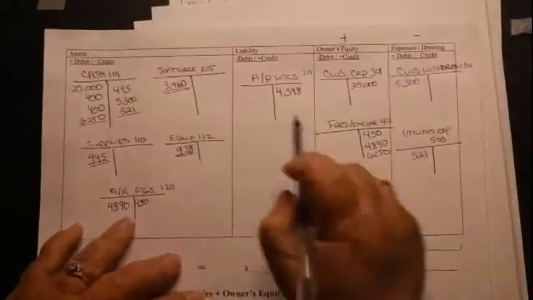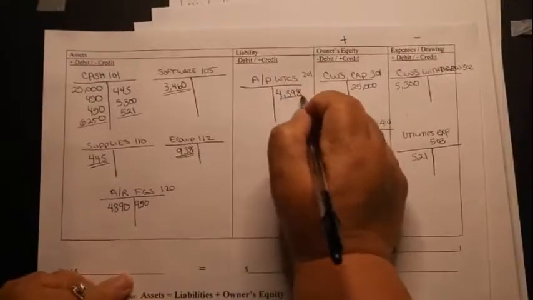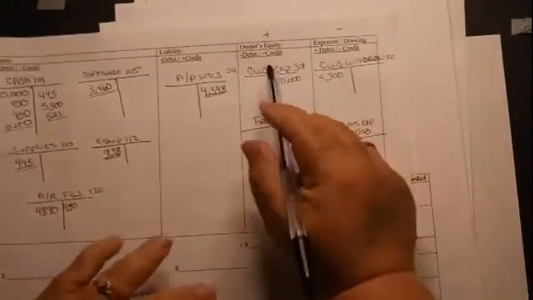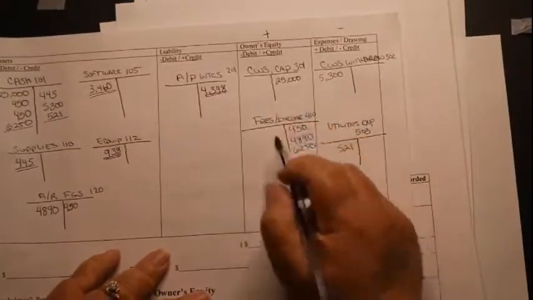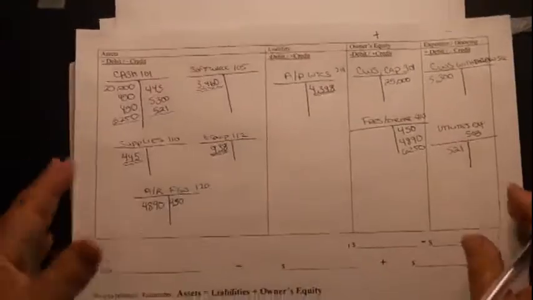I want you to do the same thing with liability, same thing with owner's equity, and then balance them out. And then when I come back, we'll do the bottom.